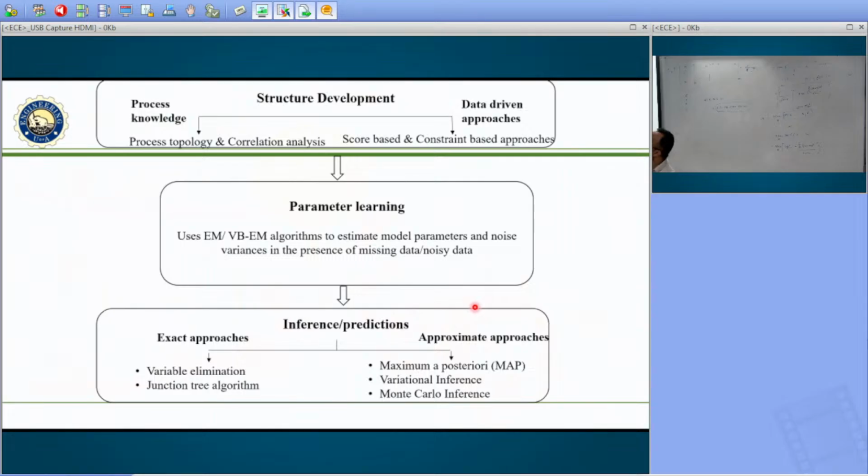One is the core process knowledge based approach, by topology and correlation analysis. The other is completely score based analysis, which is an iterative optimization based approach where it tries to find the structure and maximize the score. If you get the right structure, the score is this much; if you get a wrong structure, the score is lesser. So you are trying to identify the structure of the network.